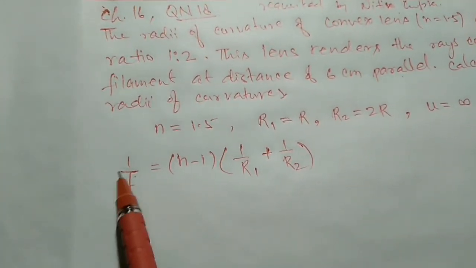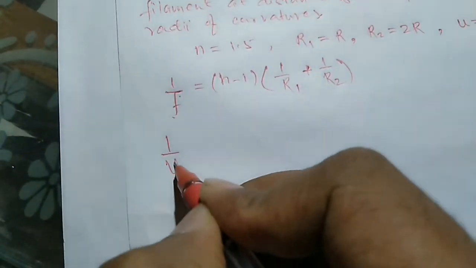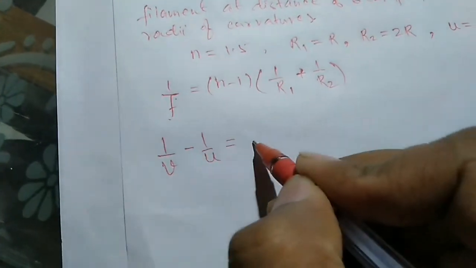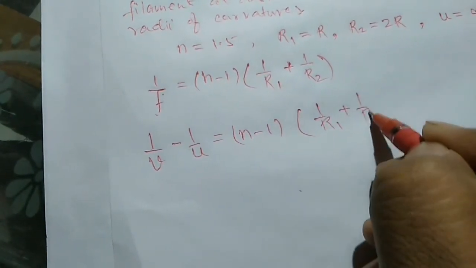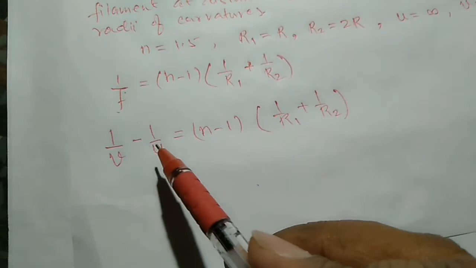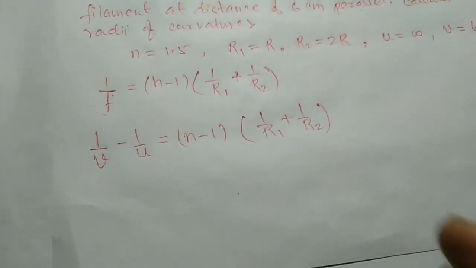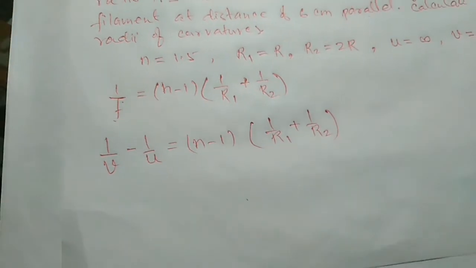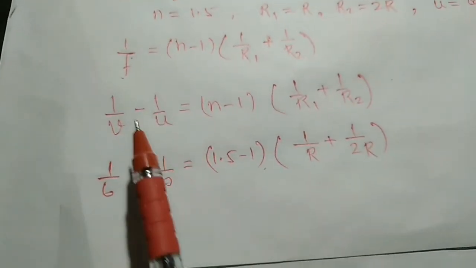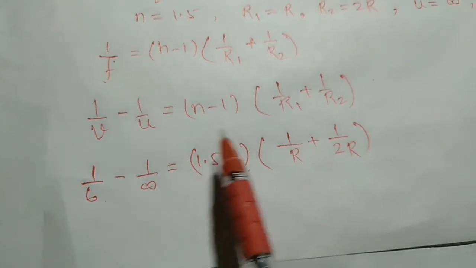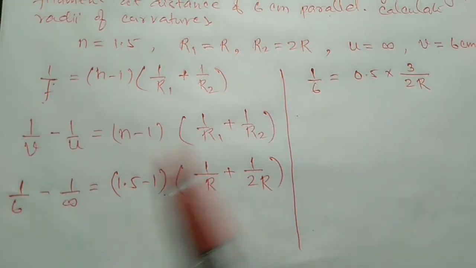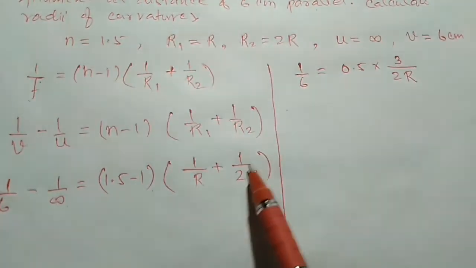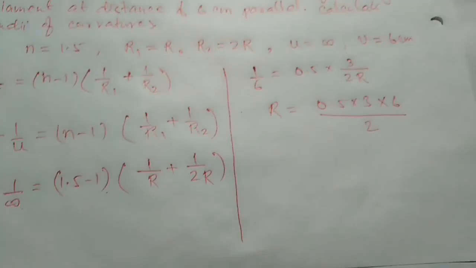Before filling the value, we also know that 1 upon F is equal to 1 upon V minus 1 upon U. So instead of 1 upon F, we can write 1 upon V minus 1 upon U is equal to N minus 1, 1 upon R1 plus 1 upon R2. If you remember, this was there in the equation while proving the lens maker equation. So on putting the values here, 1 upon V, the value given, refractive index, and the values of R1 and R2. So after this, 1 upon infinity is 0, 1 upon 6, 0.5, 3/2R. On taking LCM, it will come 3/2R.